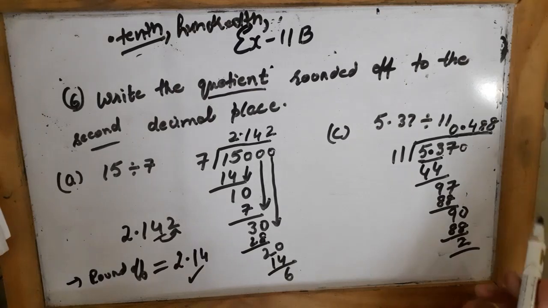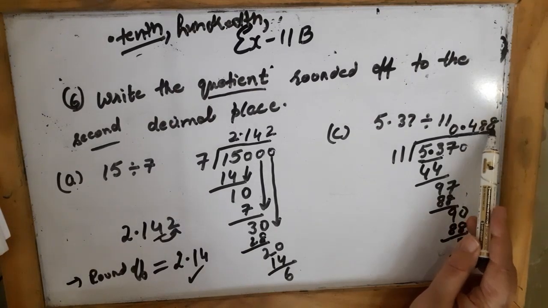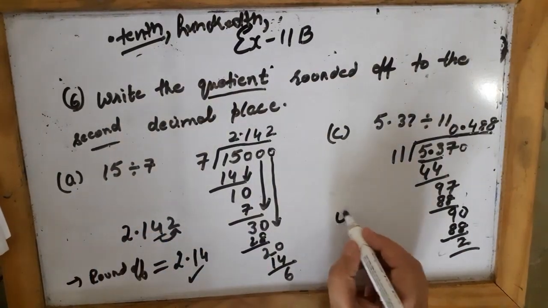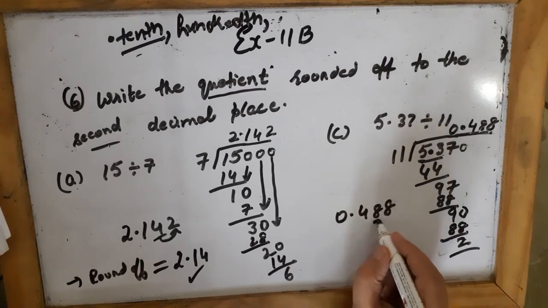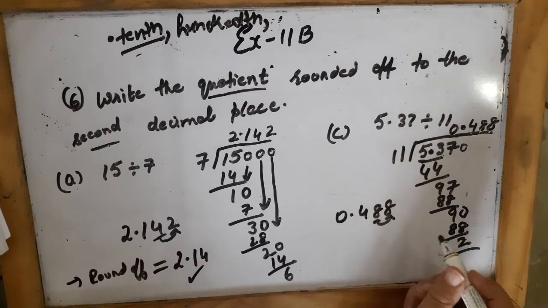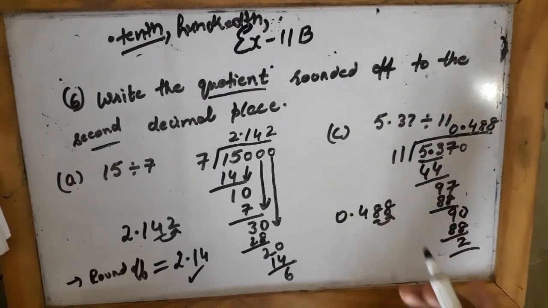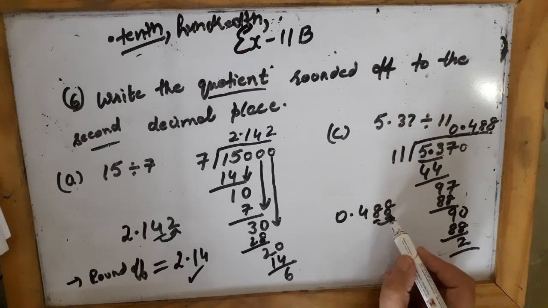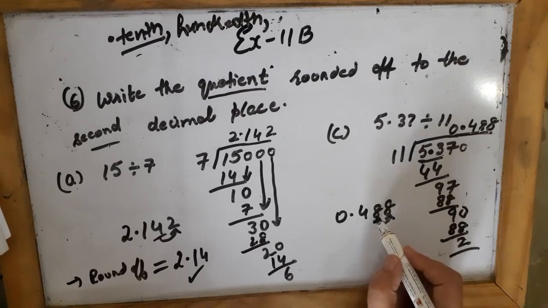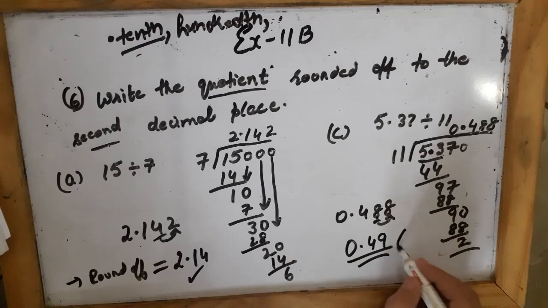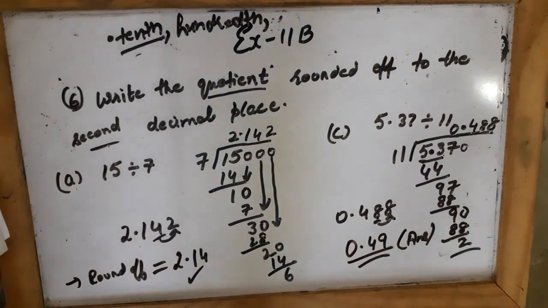Now I can leave my answer here because I want only 3 decimal places. I want only up to 3 decimal places because I have to round off the number to the second decimal place. Now I have the second decimal place also. By looking at the third decimal place, now I can round off. So I have stopped my answer with 3 decimal places. Now this is the second decimal place. Look at the right of the second decimal place. It's 8, more than 5. It means this 8 will become 9. And what will be the answer to the second decimal place? 0.49 will be the answer.